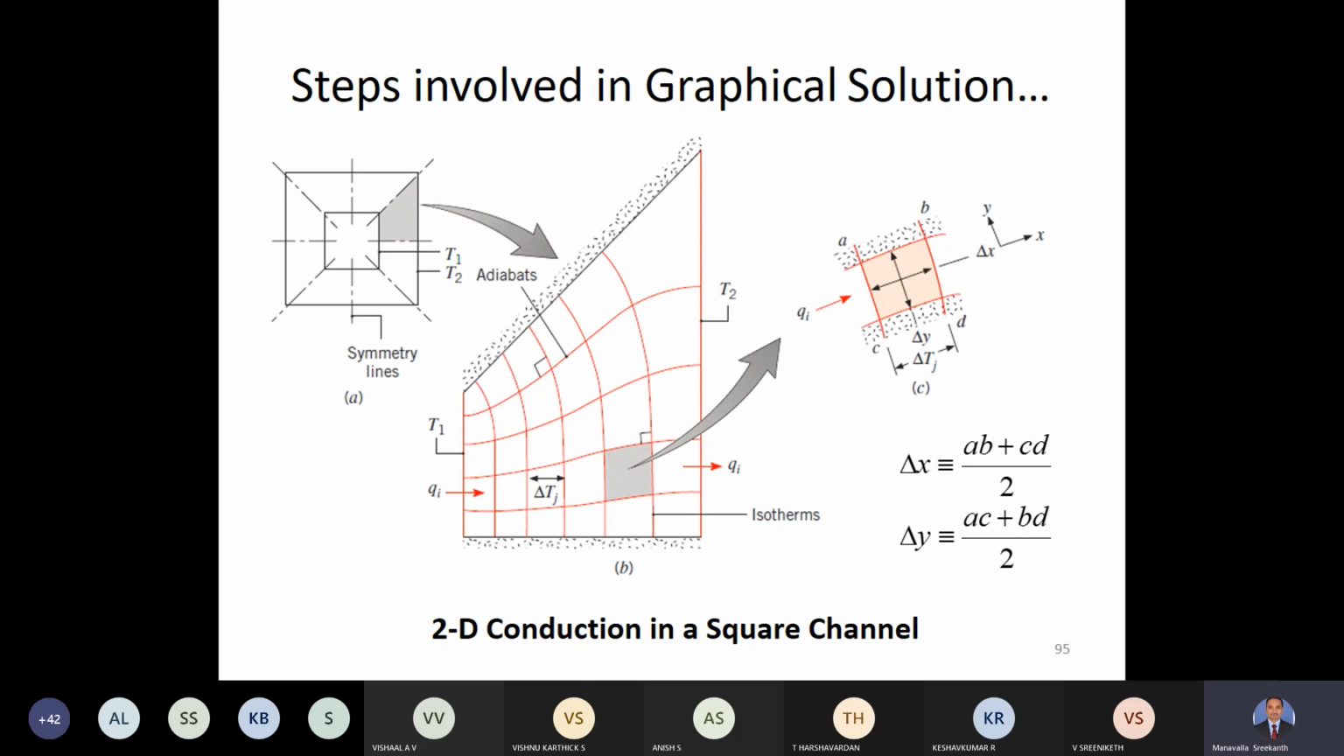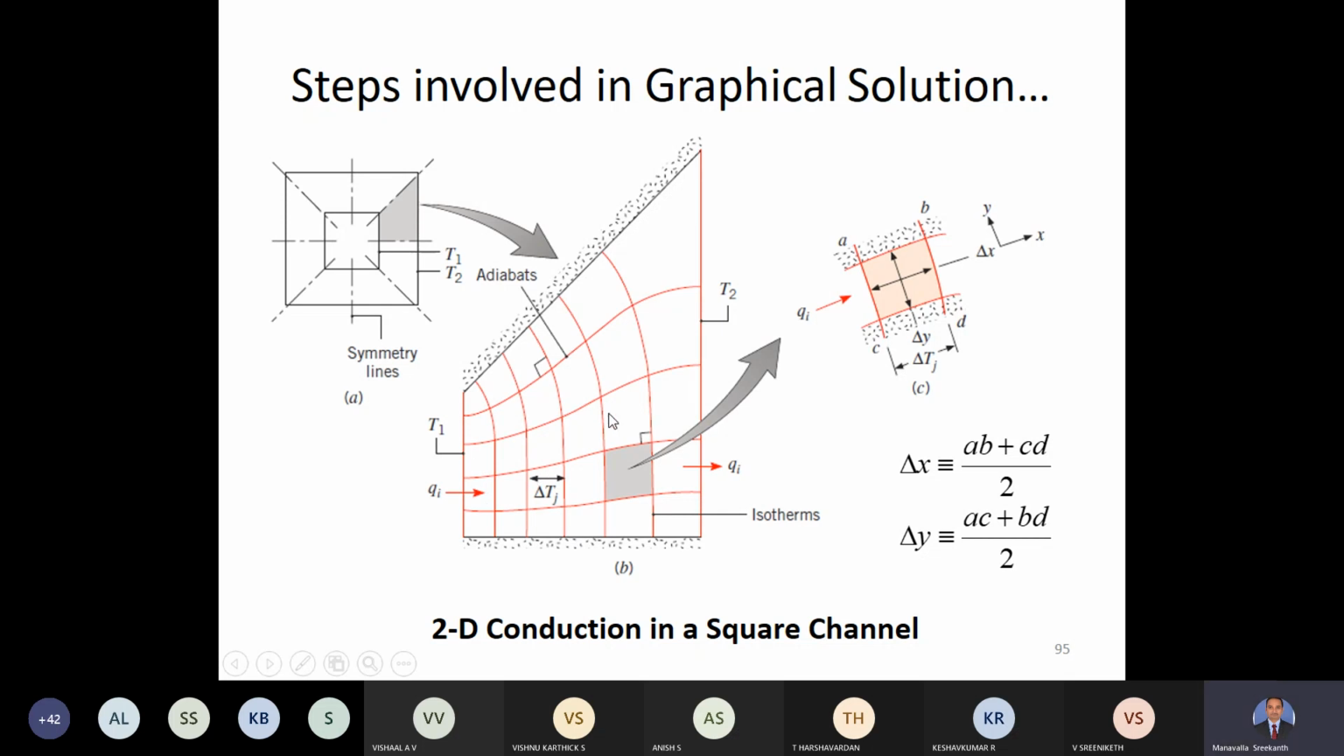Therefore, we can attempt this problem and solve it using the concept of graphical solution. So we have temperature T1 and temperature T2. Let us assume T1 is greater than T2, so heat goes from T1 to T2, and these are the heat flux lines, and these are the isothermal lines. The vertical lines that you see are the isothermal lines, and the other, slightly inclined lines are the heat flux lines.